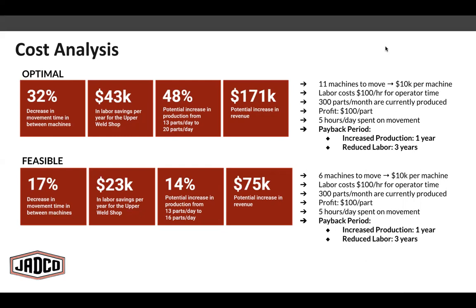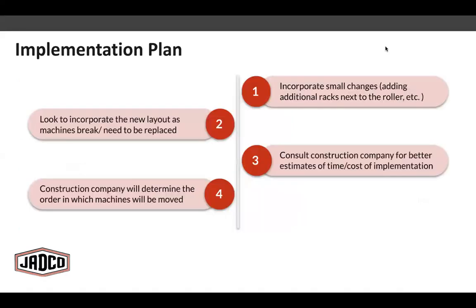For our feasible layout, we calculated a 17% decrease in movement time between machines. This would be $23,000 in labor savings per year for the upper weld shop, and they could increase production from 13 parts a day to 16 parts a day. And this would be a $75,000 potential revenue increase per year. We calculated that the payback period for both the optimal and feasible layout, if they increase production, would be 1 year, and if they reduce labor, it would be 3 years.